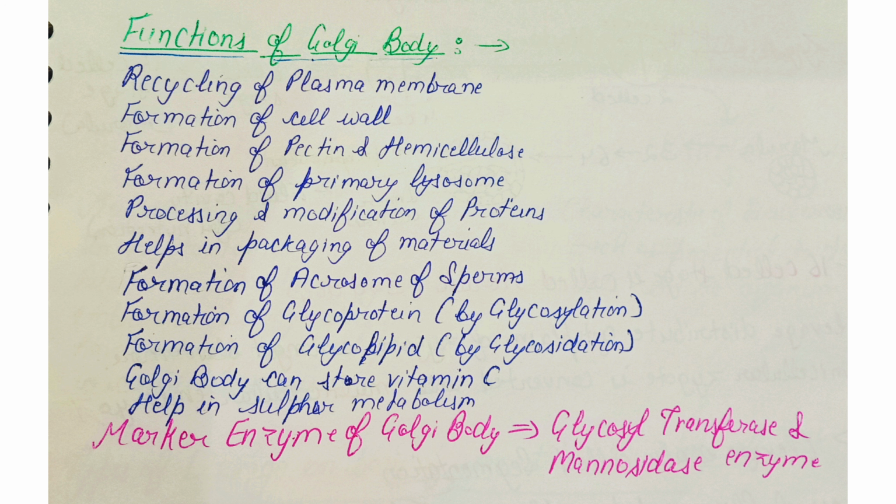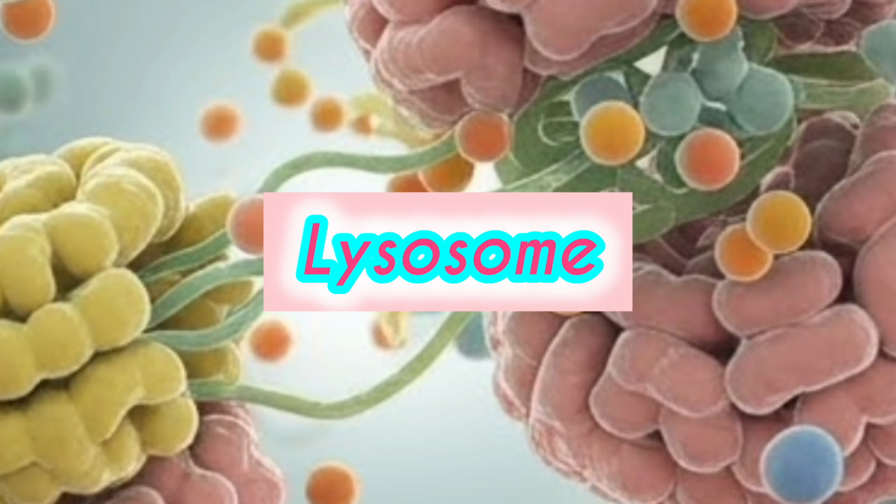It also forms the acrosome of the sperm head. By the process of glycosylation, it forms glycoproteins. And by glycosidation, it forms glycolipids. It stores vitamin C and helps in sulfur metabolism. The marker enzymes of Golgi bodies are glycosyltransferase and mannosidase. After the Golgi complex, we have the lysosome.